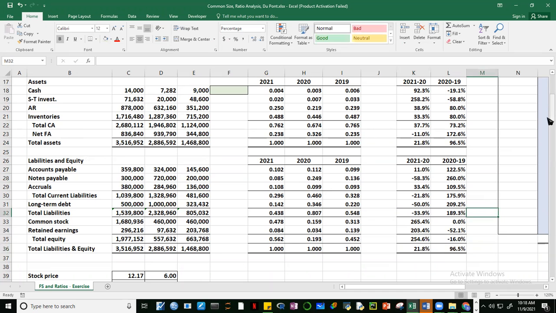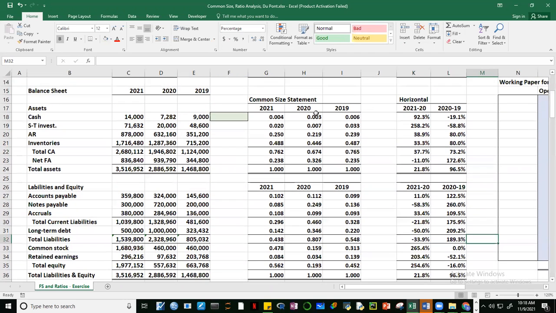Okay, so let me give you a few seconds, guys. When you're done with the common size statement for the balance sheet and also the horizontal analysis, kindly respond, please, in the chat box. I'll give you a minute to do that.